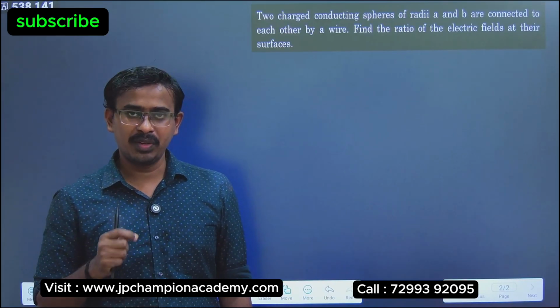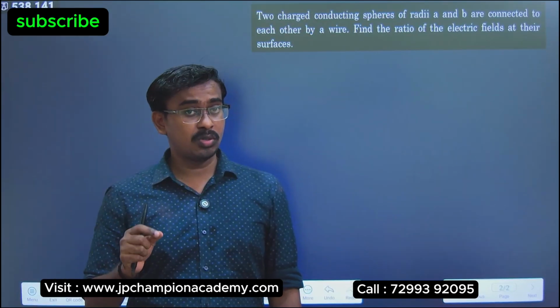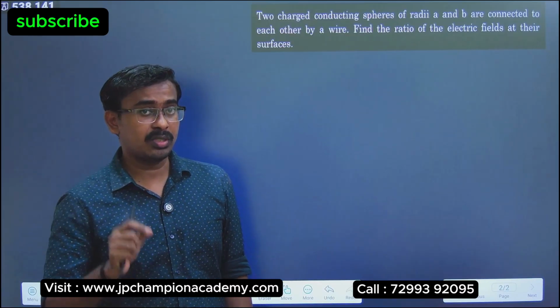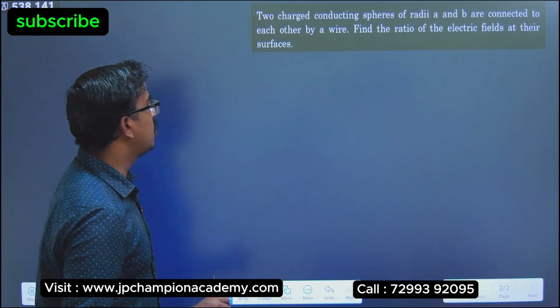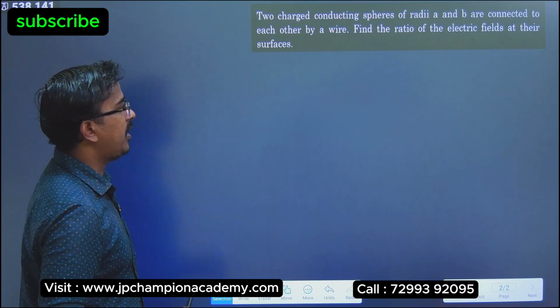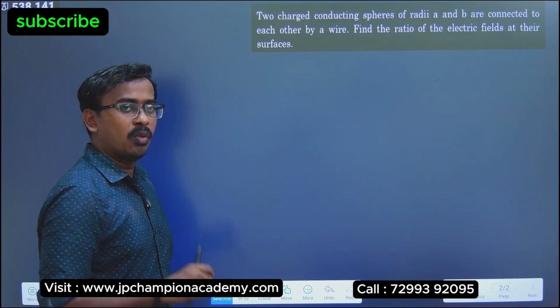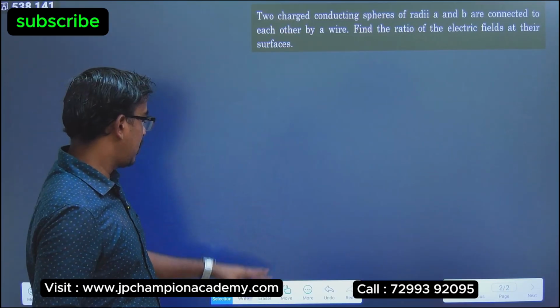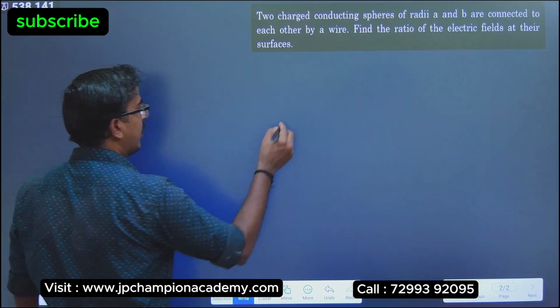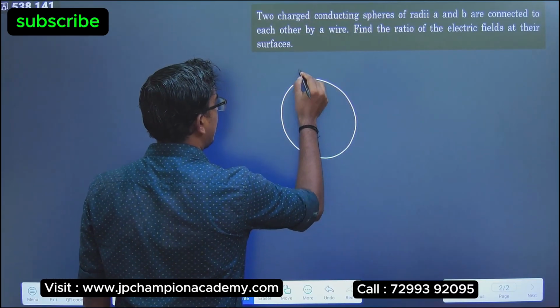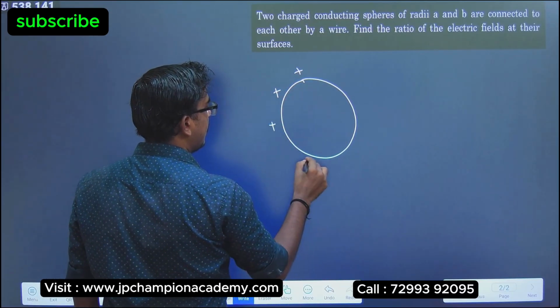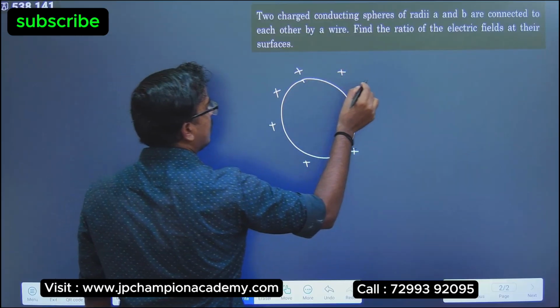So now let's go into a very interesting problem. CBSE 2023 PYQs questions. Okay. Now see here what they have given. Two charged conducting spheres of radii A and B are connected to each other by a wire. Okay. So there are two conducting spheres. We know that in conducting spheres the charges always stay on the outside. Okay. They said it has two charged conducting spheres A and B.